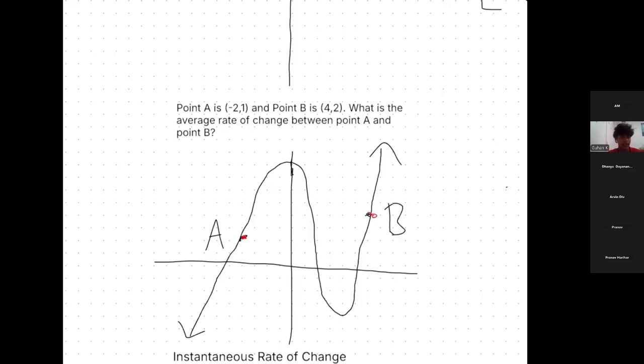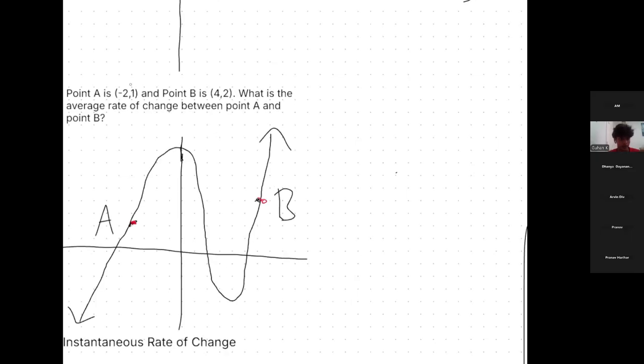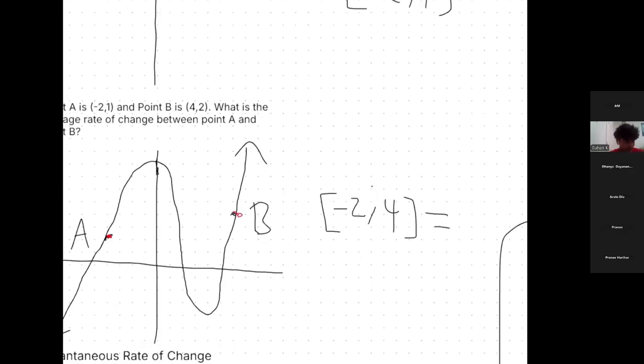Okay, so point A is at -2 comma 1 and point B is at 4 comma 2. What is the average rate of change between point A and point B? Let's just set up our equation here, right? The x value for point A is -2, and the x value for point B is 4. So this is the domain of the one we're trying to find. And then, oh, ran out of space there. I'll just go down below.